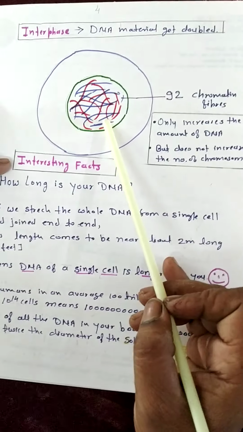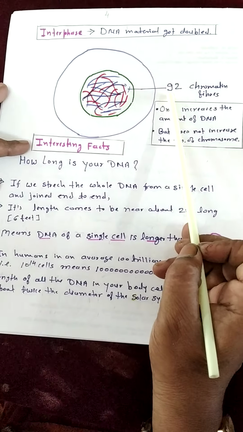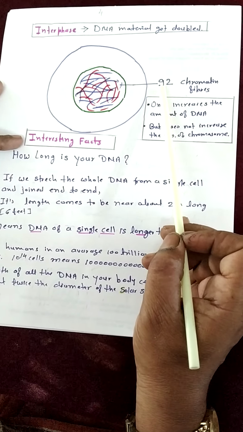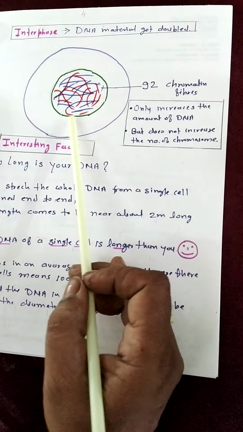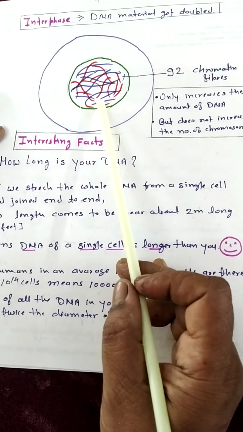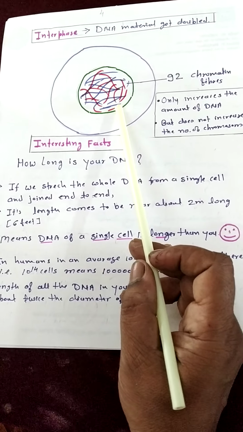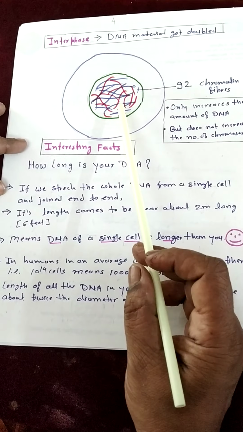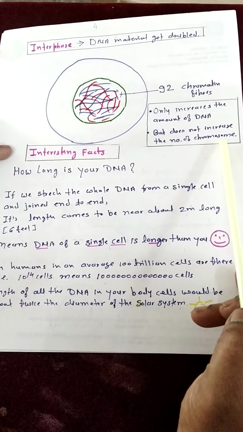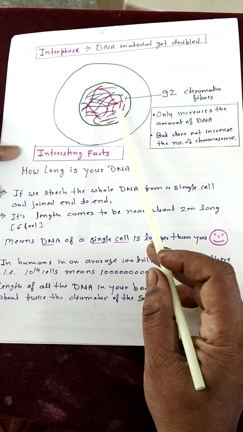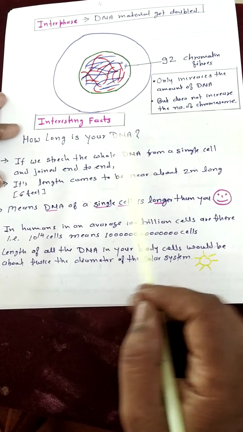And see here, the DNA material gets doubled. Instead of 46 DNA molecules, the DNA molecules get doubled and they are now 92 chromatin fibers. What happens when the DNA material gets doubled? Will the number of chromosomes change? Will the number of chromosomes double? The answer is no. Only the amount of DNA increases, but the number of chromosomes does not increase. Chromosomes will only be 46. How will it be 46? We will see in the next point.